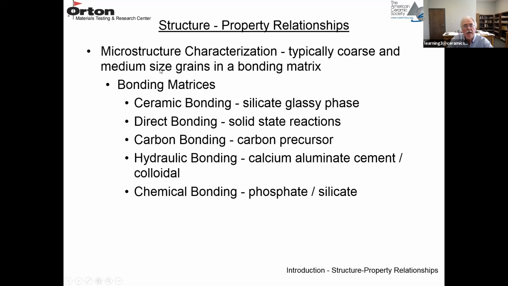Refractories are typically a coarse and a medium-sized grain, and grain is a polycrystalline material in some type of matrix. So the bonding matrices are ceramic bonding, which could be a silicate glassy phase, direct bonded, where you have a solid state reaction that bonds the crystals together without a glassy phase. You can have carbon bonding, where you have a carbon precursor, such as a resin that pyrolyzes at high temperatures to form carbon. You can have hydraulic bonding, which is a calcium aluminate cement, a high temperature cement, or a colloidal dispersion of, let's say, alumina, which also provides hydraulic bonding. Or you can have chemical bonding, maybe a phosphate or a silicate bond. So most refractories are a coarse or medium-sized, polycrystalline grain, and a bonding matrix of some type.